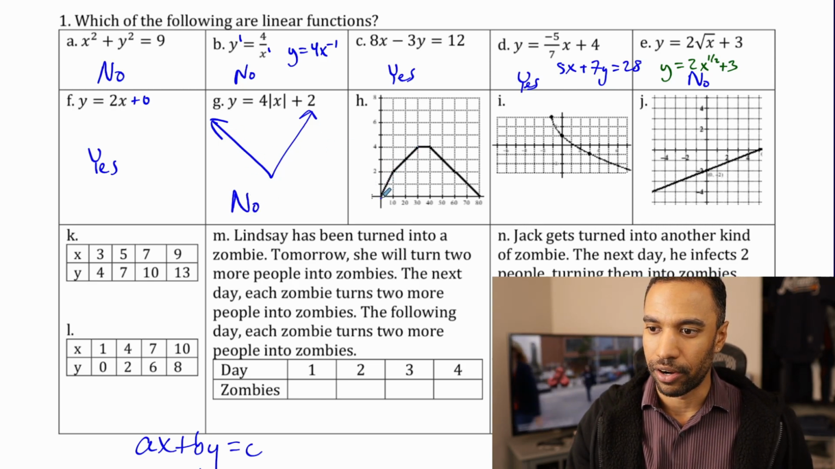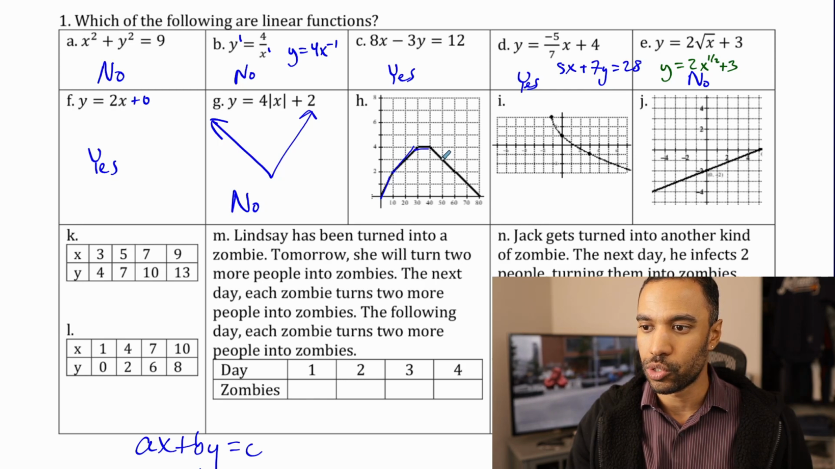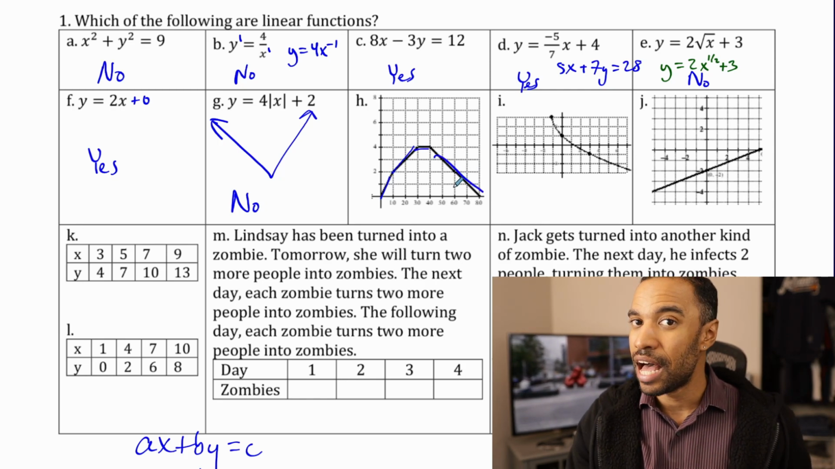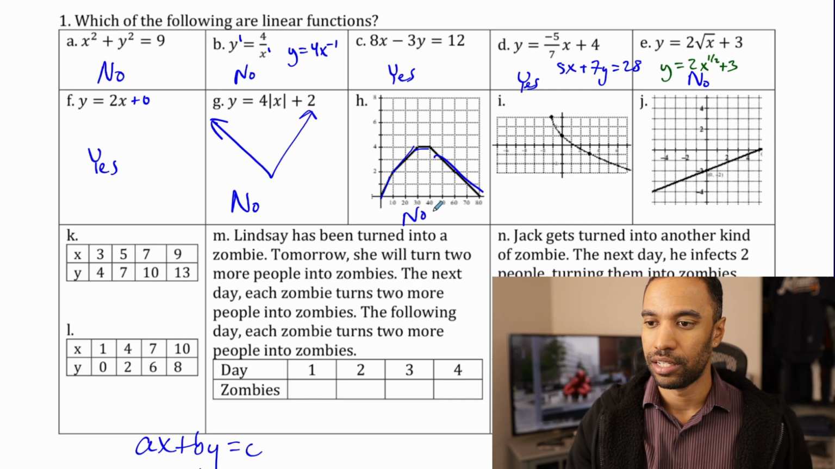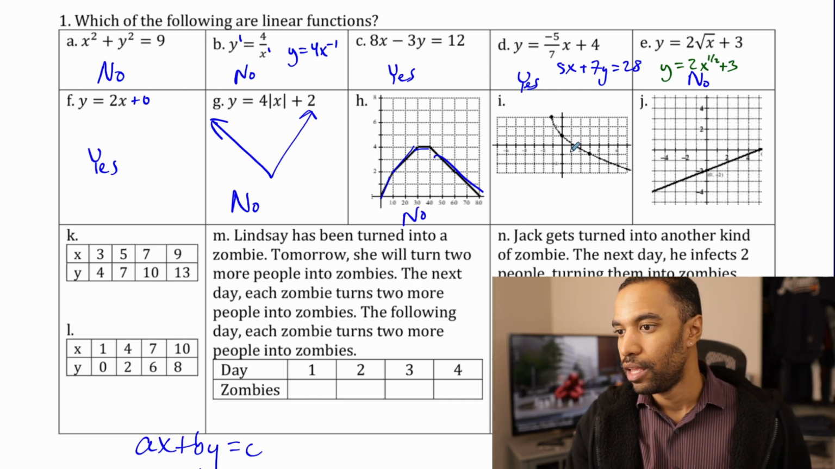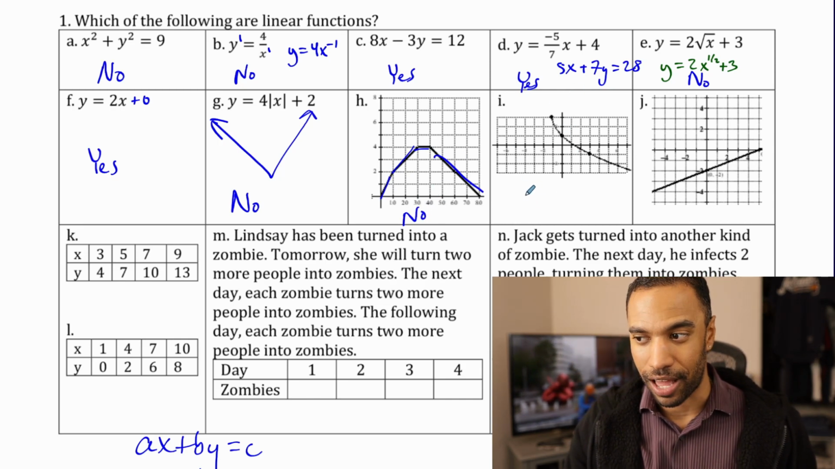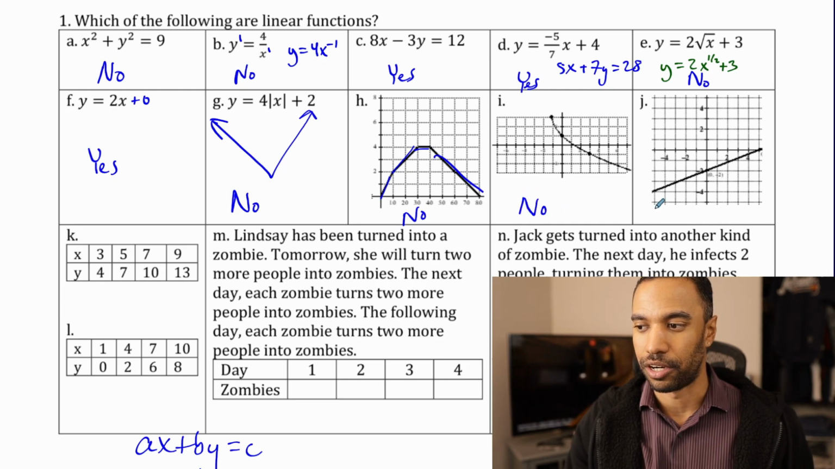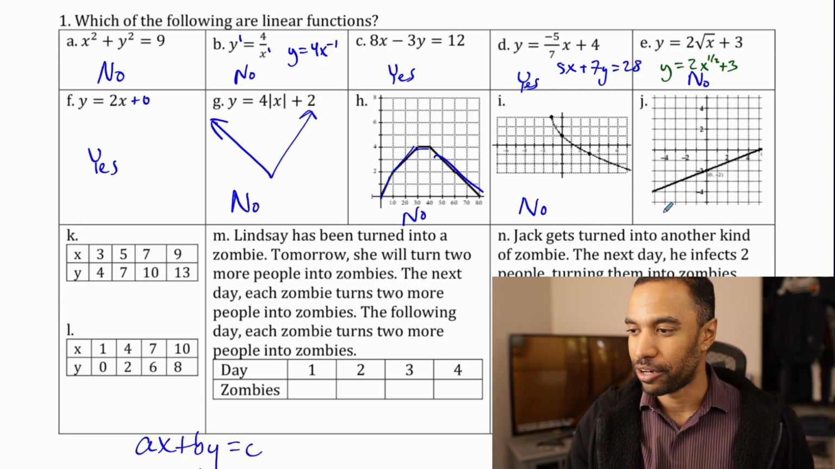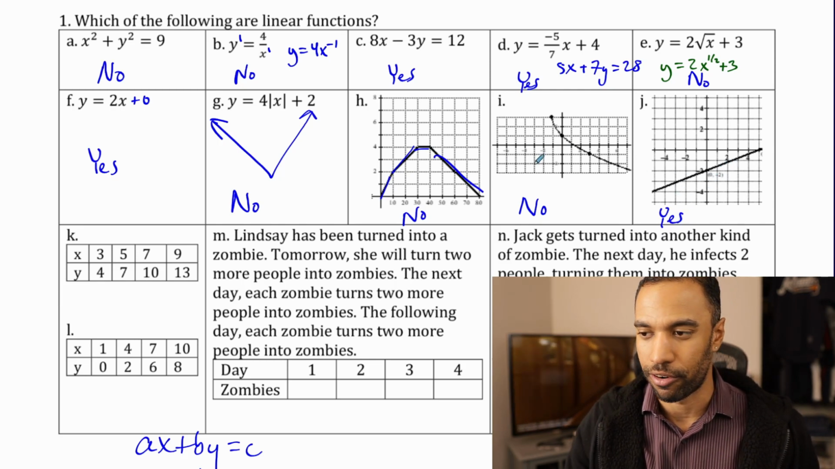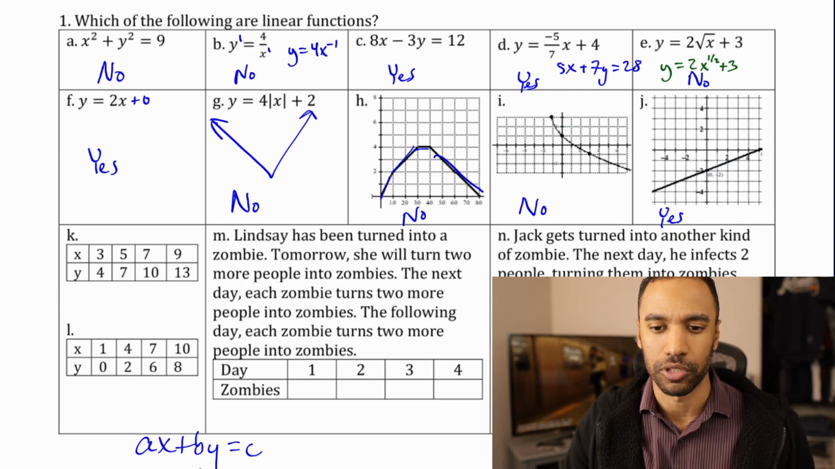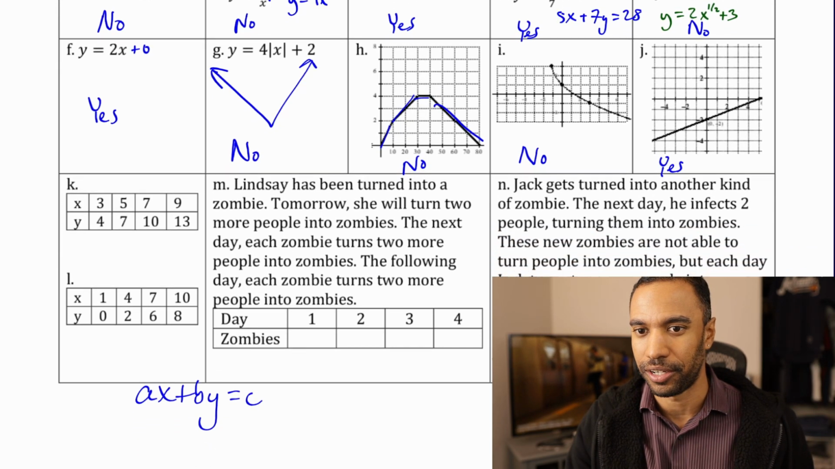Same with this thing right here. It goes straight and straight and straight and straight, but it's not a line. This is non-linear for H. For I, clearly not a line. It's a curve. For J here, clearly a line. And even though they don't draw arrows, this thing goes on forever. Obviously, the graph ones are probably the easiest to mention, linear or nonlinear.